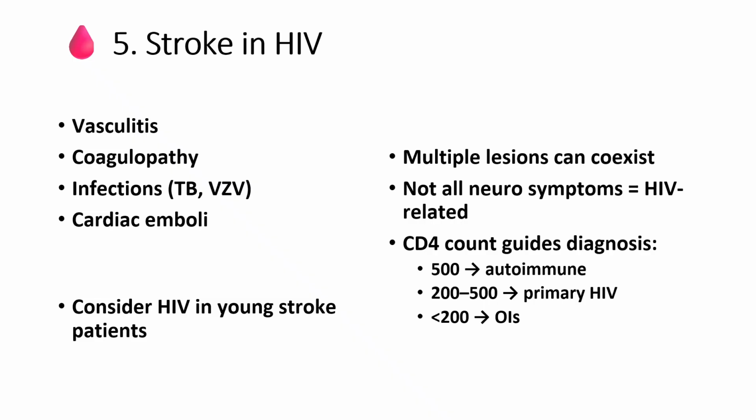Coming to stroke in HIV, the stroke can be due to vasculitis, coagulopathy, infections, and cardiac emboli. It has to be considered in young stroke patients. In this condition, multiple lesions can coexist, and not all neurosymptoms are due to HIV. So, when CD4 count is 500 and above, we should think of autoimmune conditions. 200 to 500, think of primary HIV disease. Less than 200, we should consider opportunistic infections.